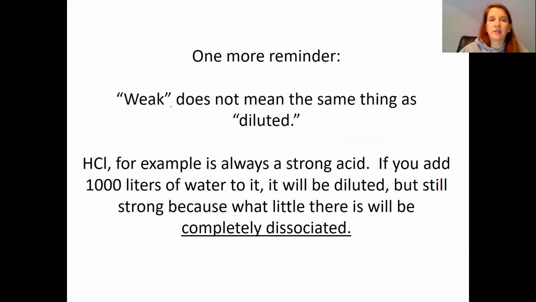So the other thing I wanted to point out is that weak is not the same as dilute. So in our last unit, we did talk about this term dilute. And dilute means that it has a little bit of solute dissolved in water. So a dilute acid means that it has a little bit of acid in a lot of water. Okay, so 1,000 liters of water with 5 milliliters of hydrochloric acid, for example, would be a really dilute acid. Even though HCl is a strong acid, it can still be dilute, okay?